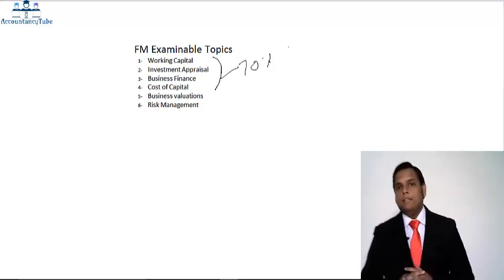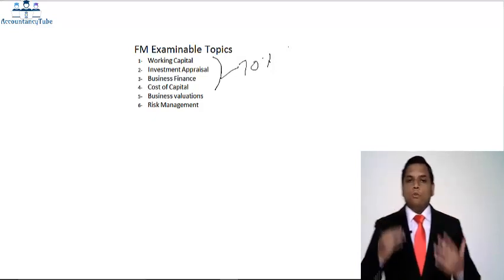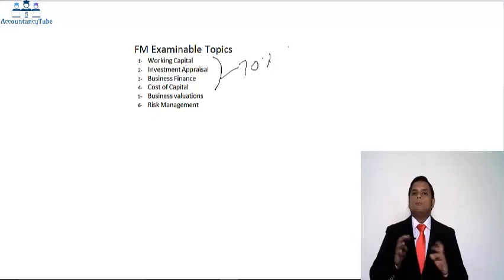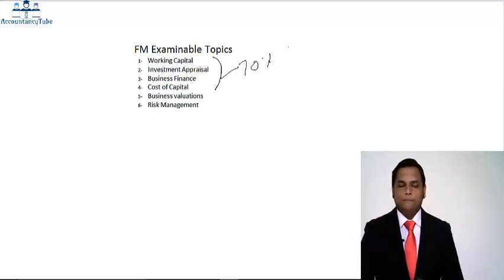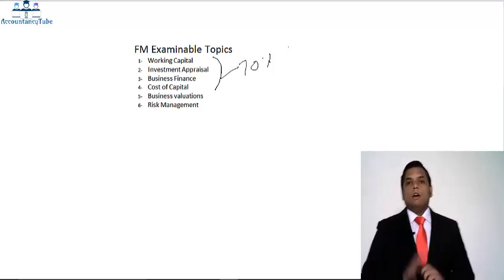Mocks help greatly. There is a statistic that if you gain a good pass in a mock, there is an 80% chance you will get more or less similar marks in the exam. So mocks are highly important in this area.